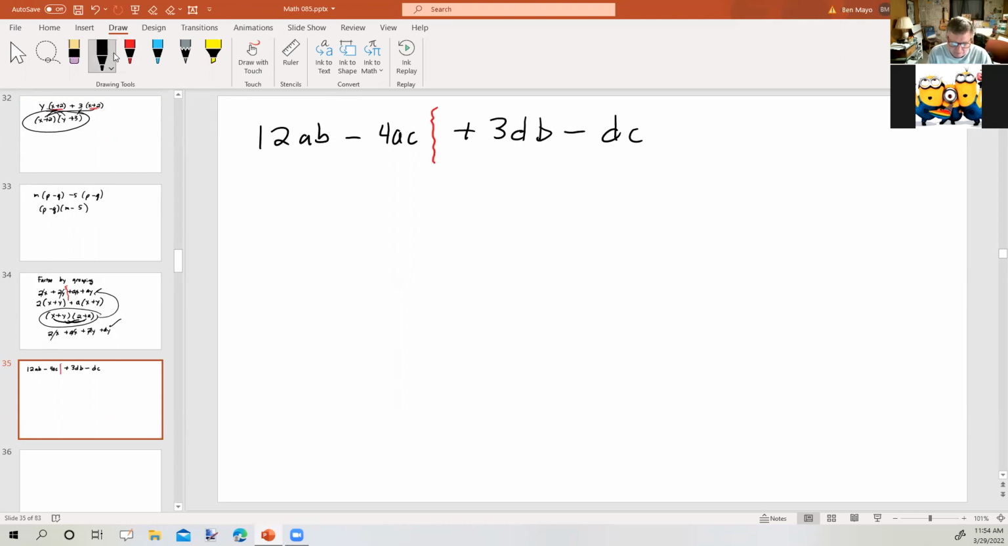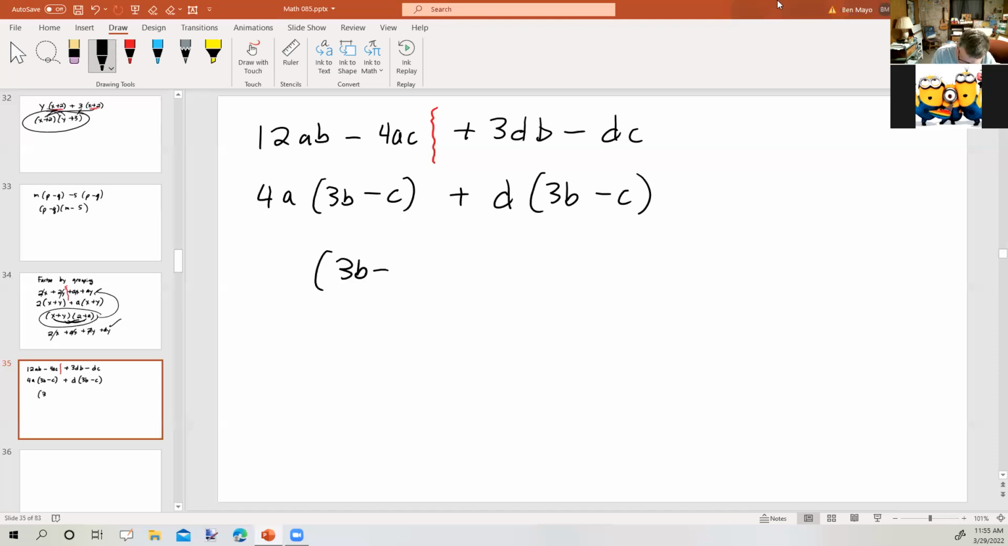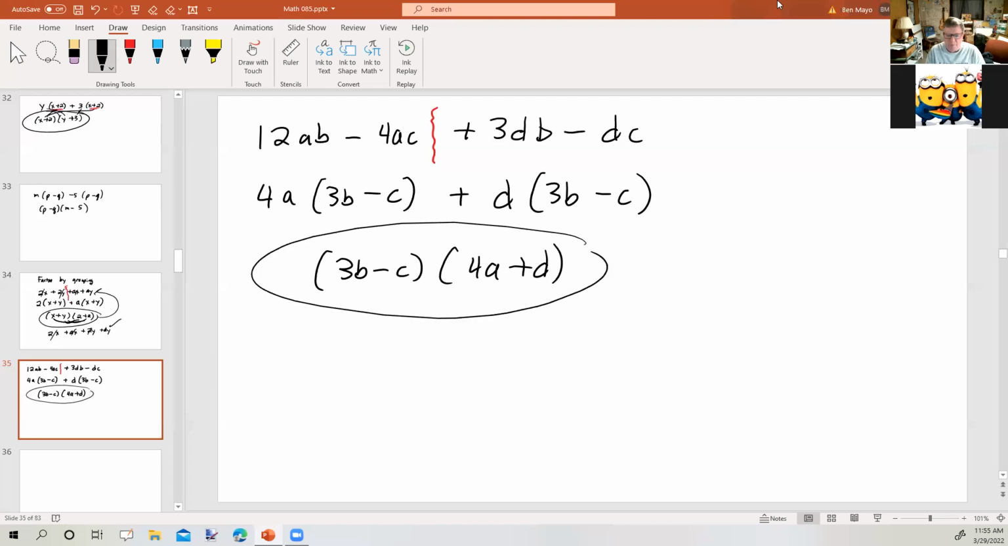The greatest common factor of the first 2 terms is 4a. Leftovers is 3b minus c. The greatest common factor of the next 2 terms is d. The leftovers are 3b minus c. And between the 2, I need a plus sign for this to work. Well, now the greatest common factor of these 2 terms is 3b minus c, and then times 4a plus d. So here we have our final product. Any questions there?